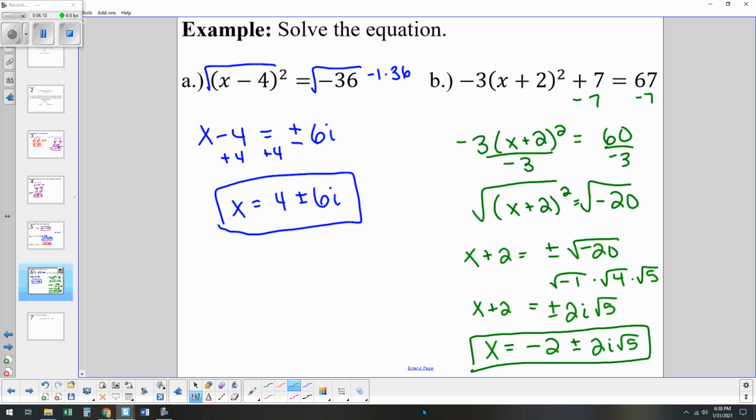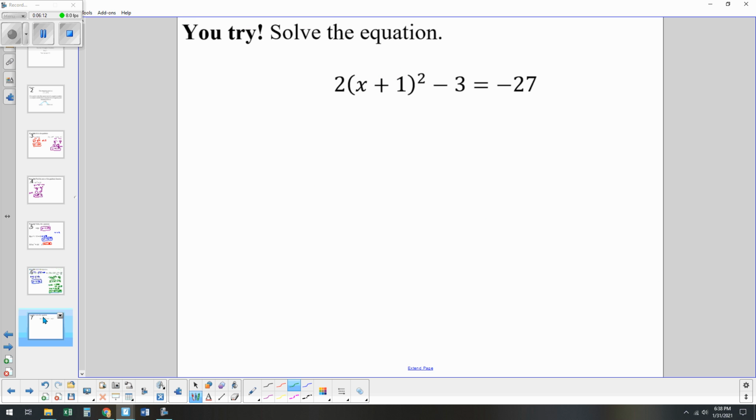All right, so you're going to try the very last problem. You can pause it, and I will show the answer. All right, so I got x equals negative 1 plus or minus 2i square root of 3. And that is day 2 of our complex numbers unit.